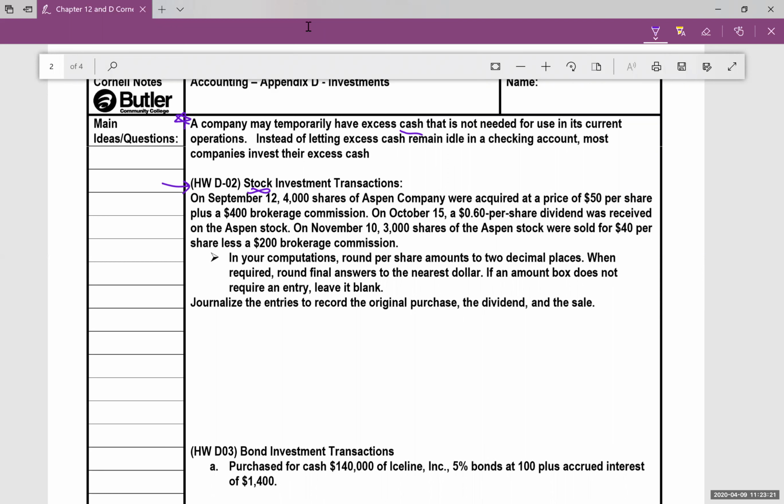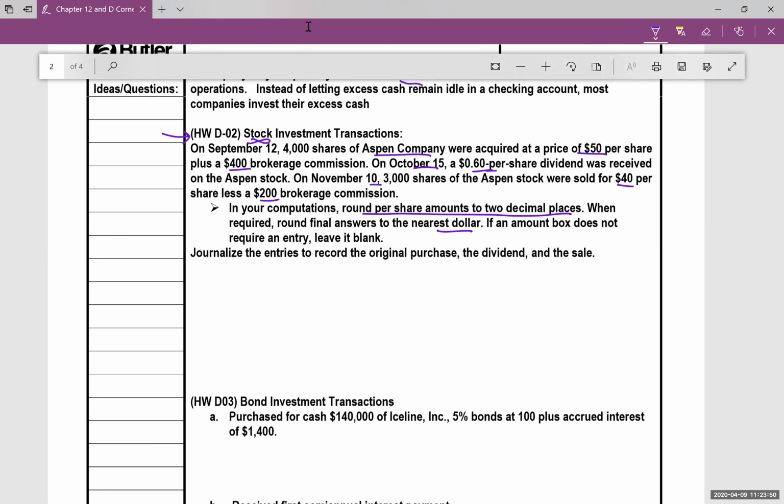So here we go. On September 12th, 4,000 shares of Aspen Company were acquired at $50 per share, and they paid a $400 brokerage commission. On October 15th, a 60-cent share dividend was received. And then on November 10th, 3,000 shares of the stock were sold at 40, and they had a brokerage commission. When we do these computations, we're going to round to 2 decimal places, and when required, to the nearest dollar. Journalize the entries to record the original purchase, the dividend, and the sale.